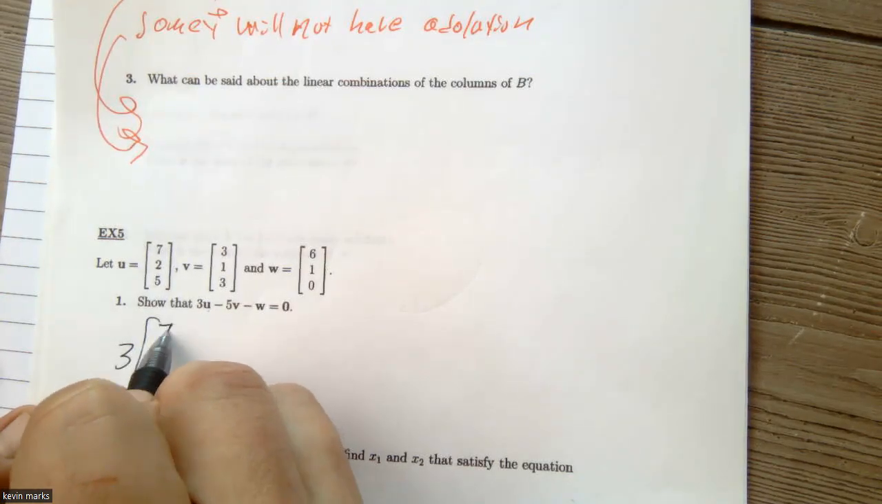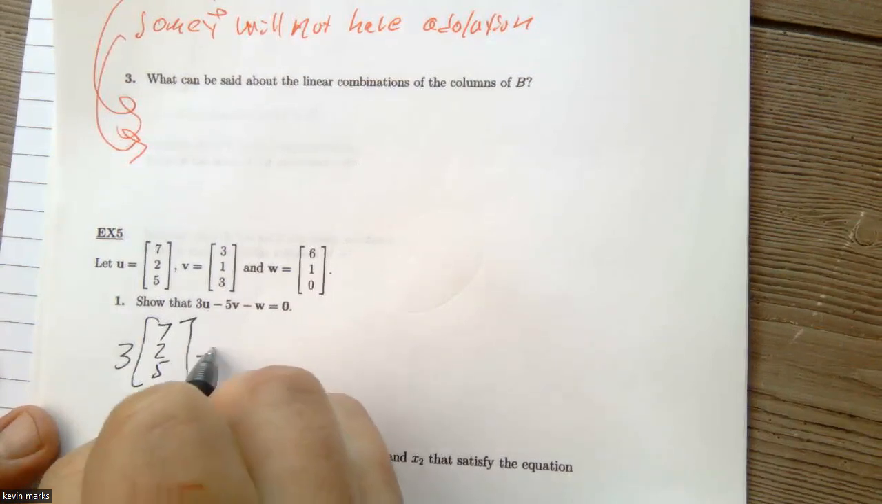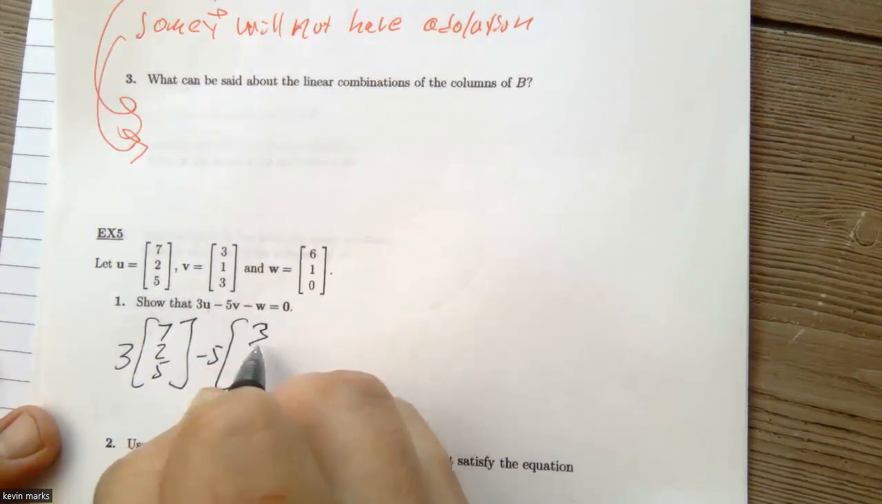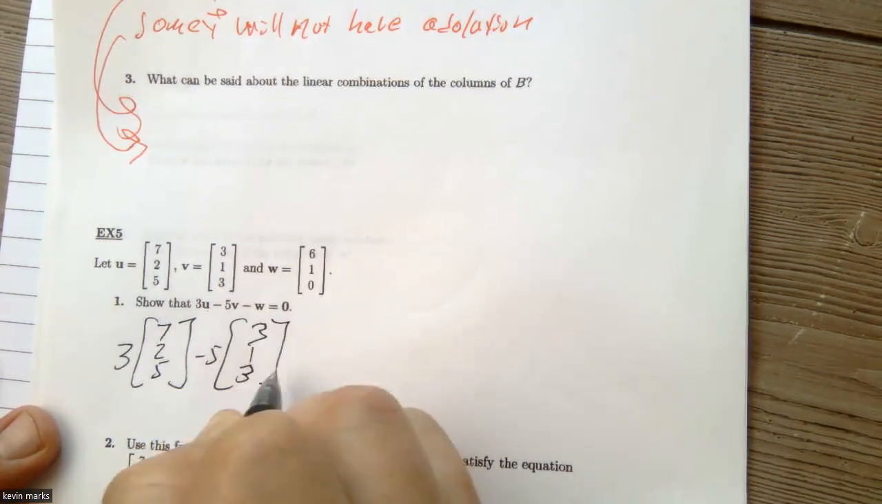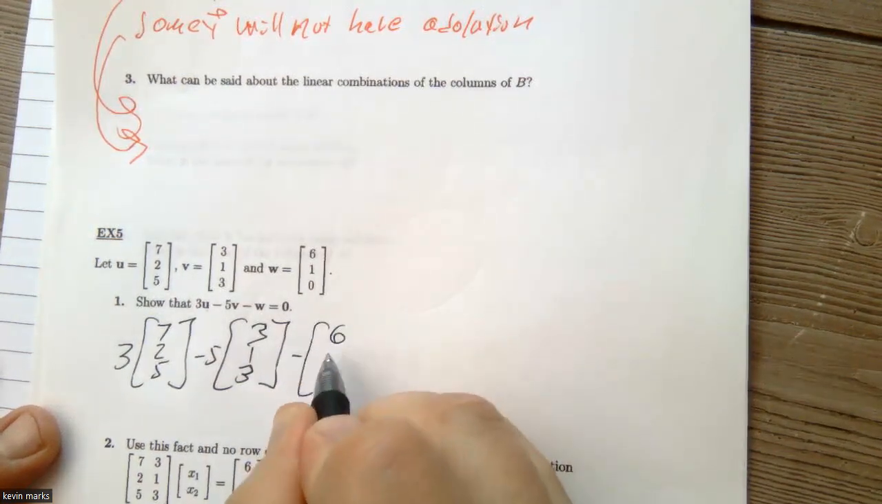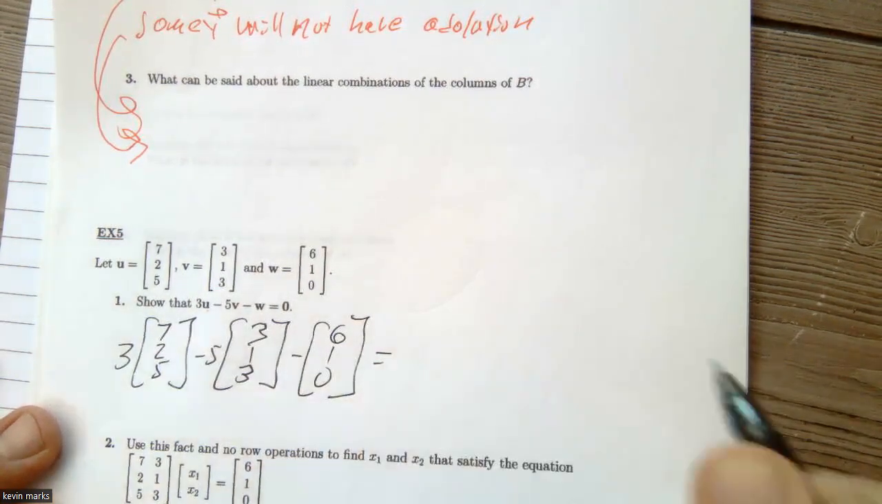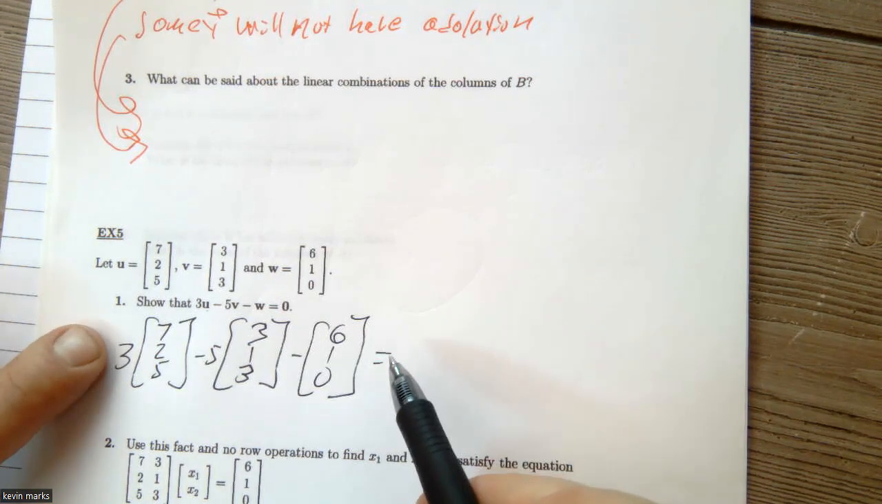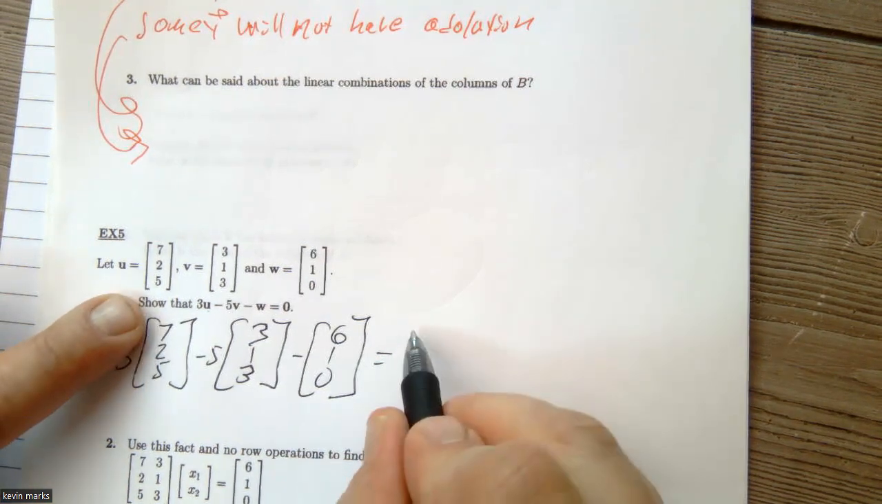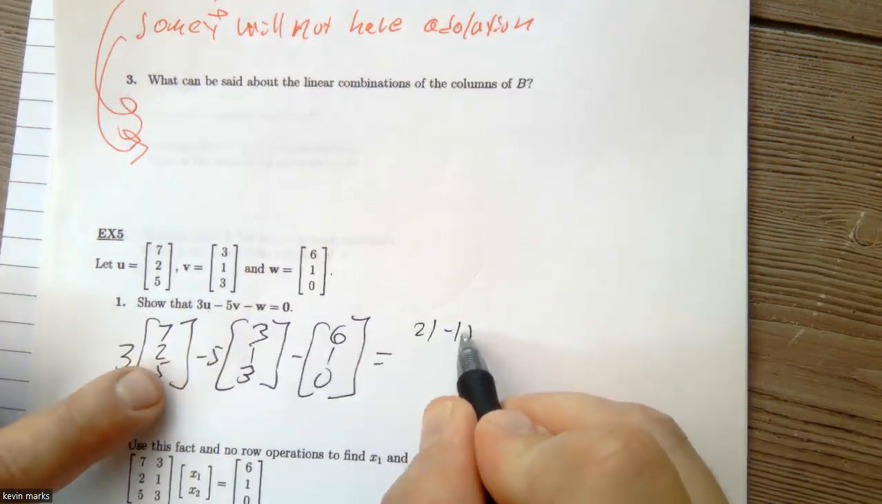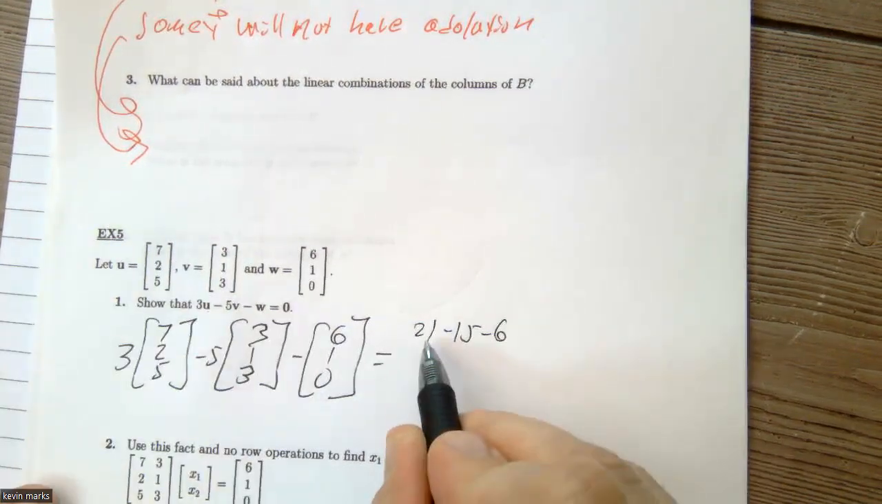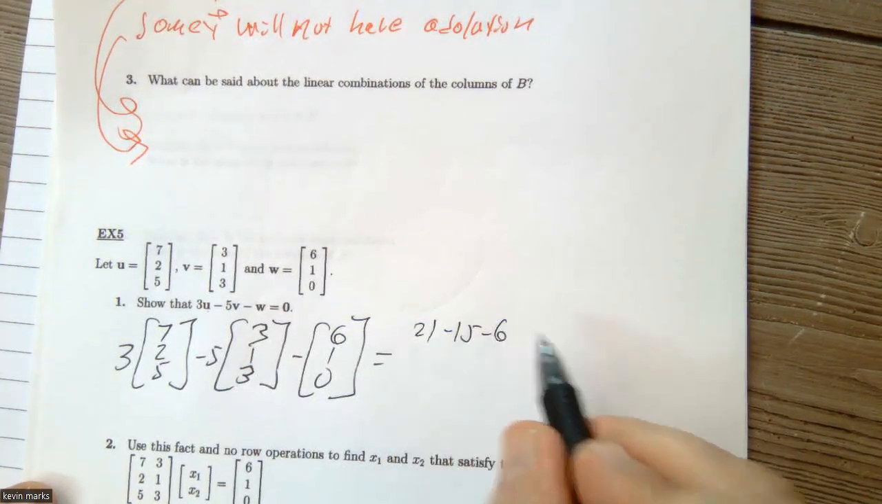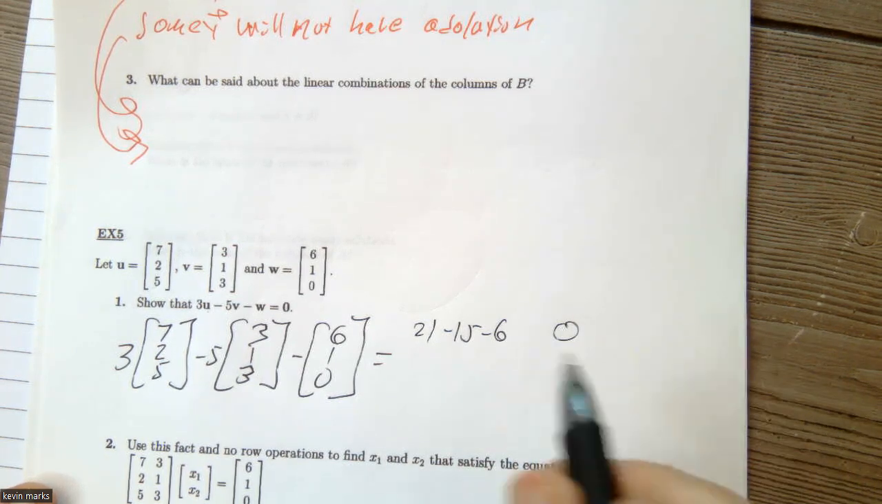So 3 of these, u = (7, 2, 5), minus 5 of these, v = (3, 1, 3), minus w = (6, 1, 0). I want to see what this gives me. Well, basically you could do 7 times 3 is 21, minus 15, minus 6. But 21 minus 15 is 6, and 6 minus 6, sure enough, 0.